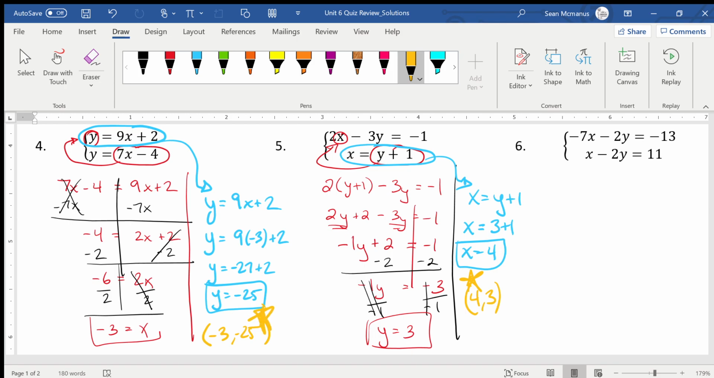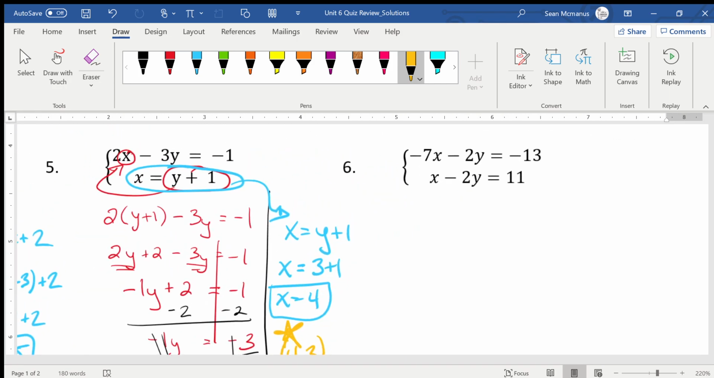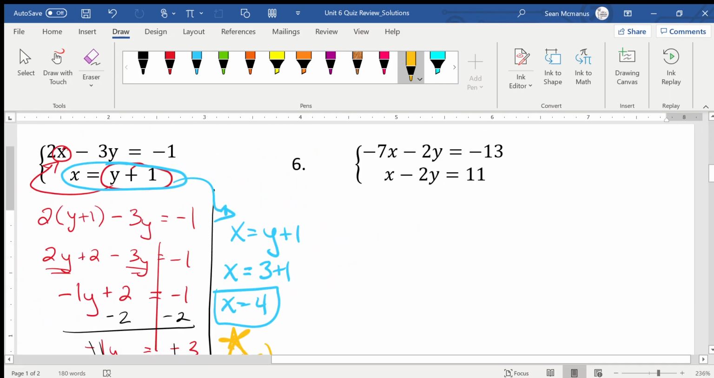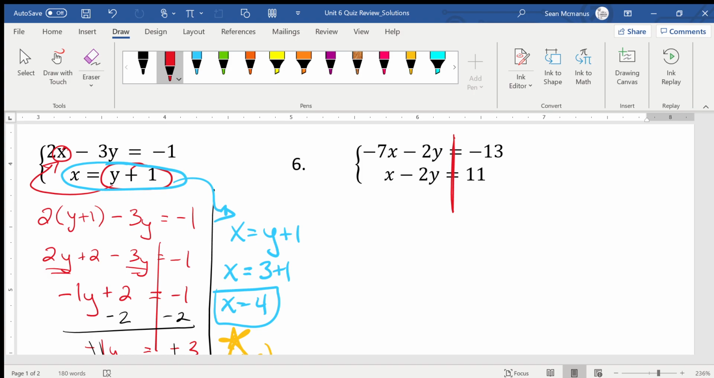Okay, number 6. Now this one is set up nicely for elimination because if I look at my equal sign right here, and draw a line, on the left side, the x's and the y's are lined up, and on the right side, the constants are lined up. So that's good. It's set up for elimination.